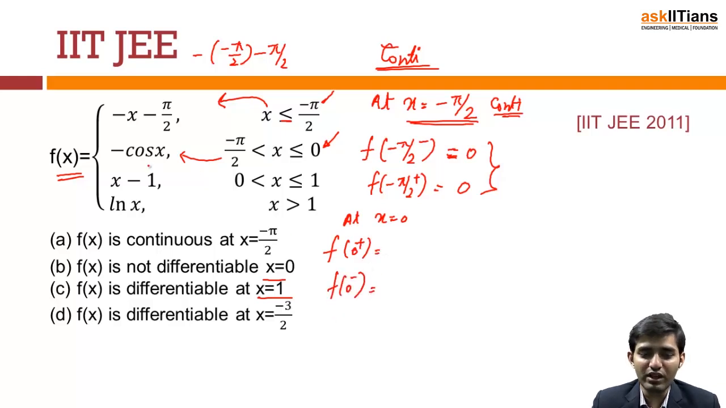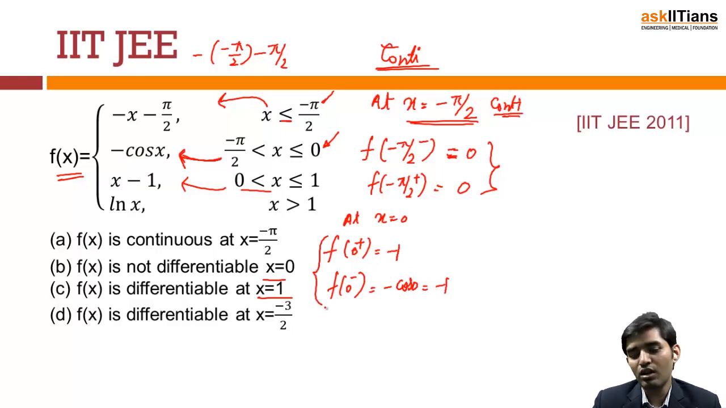Now what will be f of 0 plus? F of 0 plus, so x is greater than 0, so put x equal to 0 in this, I will get 0 minus 1, which is minus 1, and put x equal to 0 in this. If I put x equal to 0 in this, I will get minus cos 0, and minus cos of 0 is also minus 1. So again I can say that LHL is equal to RHL, so this function is continuous at x equal to 0 also, right?